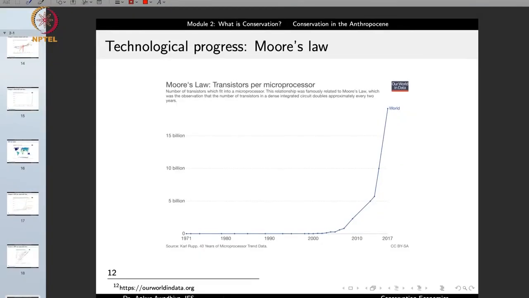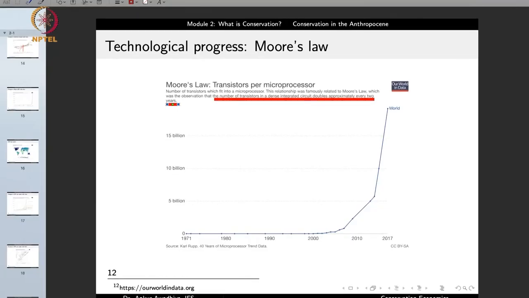Now, let us have a look at the T component, the amount of technology that is available to the society. Now, we can use certain indicators to assess the rate of technological progress. So we can look at Moore's law. Now, Moore's law is an indication of the number of transistors in a microprocessor. And it says that the number of transistors in a dense integrated circuit doubles approximately every 2 years. So what Moore's law is saying is that if you look at an integrated circuit, the number of transistors will double every 2 years. Now, this was an observation that we had early in the 1960s.